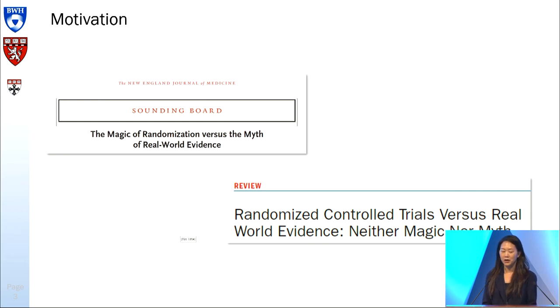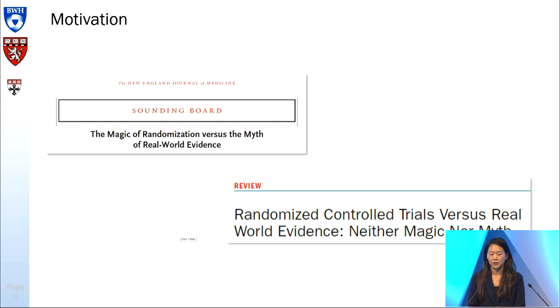So for some context, in my field, there's been a lot of concern about the credibility of real-world evidence and whether this type of evidence is able to generate valid causal inferences about the effects of drugs. Real-world evidence is basically the buzzword these days for what I'm talking about, which is non-randomized database studies that make secondary use of large databases like from health insurance claims and electronic health records.